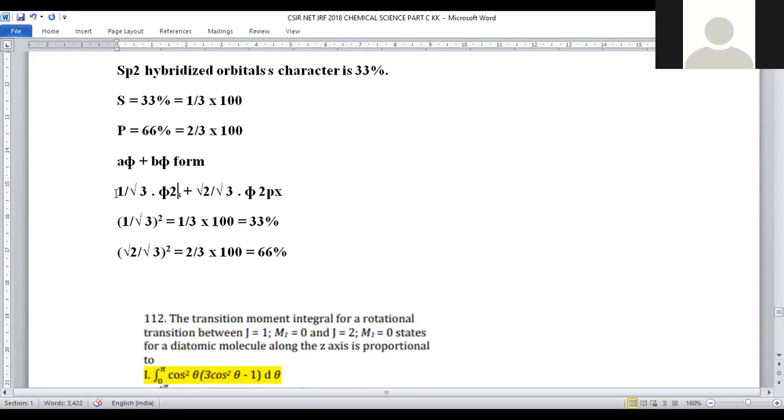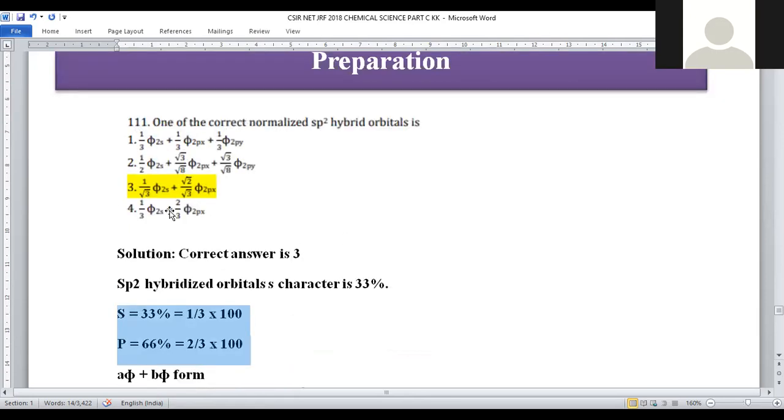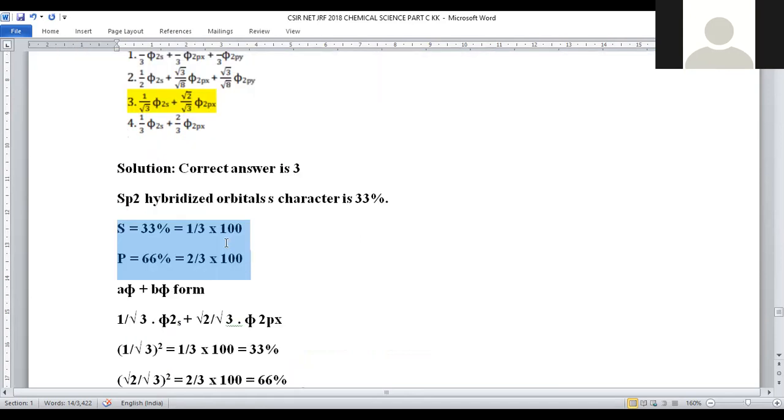When we square these two components, 1 by under root 3 whole square is equal to 1 by 3 into 100. Now it is exactly matching with the s contribution given in sp2 hybridization. In a similar manner, under root 2 by under root 3 whole square is 2 by 3 into 100, so the percentage will be 66. P character here, 66%, will be there. So when we take this equation, 1 by under root 3 psi 2s plus under root 2 by under root 3 psi 2px, it is matching with the contribution for s and p orbitals actually given. So hence for question number 111, option number 3 will be the right answer.